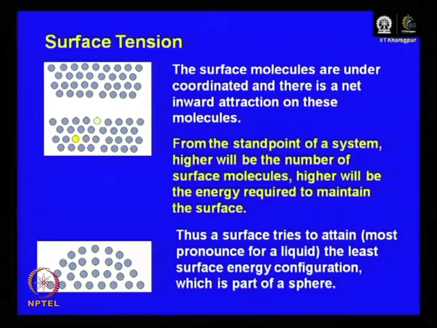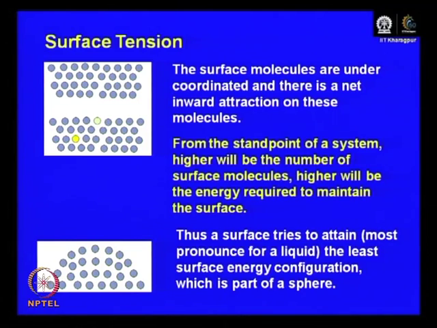Okay. So, the surface molecules are under coordinated and there is a net inward attraction on these molecules. From the standpoint of a system, of course, we know that every system tries to minimize its level of energy. From the standpoint of a system, the higher the number of surface molecules, the higher the energy required to maintain the surface. So, surface molecules have some sort of energy in order to maintain their integrity or overcome the inward pull they are experiencing because of under coordination.